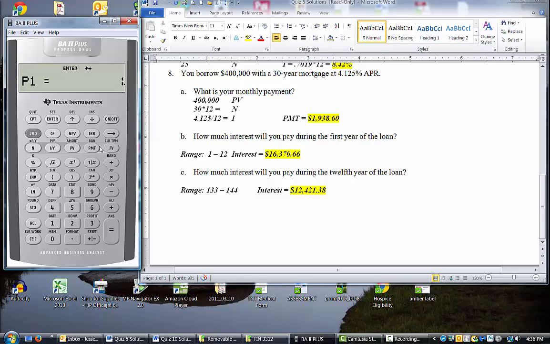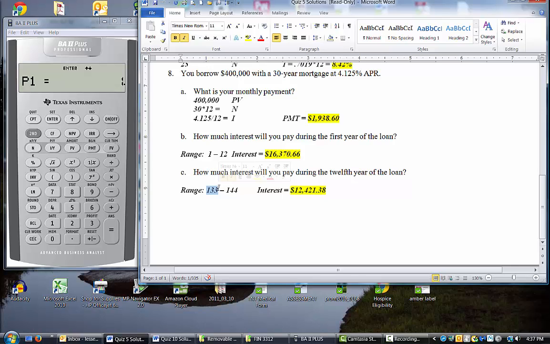Again, to clear it, you would do second clear TVM, but first we're going to do part C, just because it's fun. So we want how much interest you will pay during the 12th year of the loan. And the only question on that is what payments constitute the 12th year. You have to be a little bit careful. Well, the end of the 12th year will be 12 times the 12 months, or 144, that you can see right there. Okay, so that's pretty easy for the end, payment 2. Now, payment 1 will be the first payment of the 12th year, which is always going to be one payment after the end of the year before. I hope that makes sense.